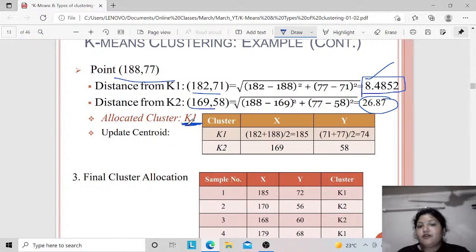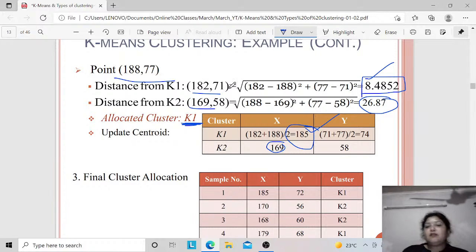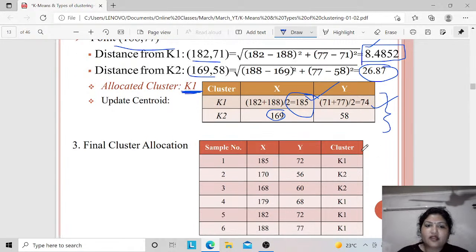Again, once you have updated that point, you need to update the centroid point as well. So here you have updated it with (182 plus 188) divided by 2, (77 plus 71) divided by 2. Right, now your updated centroid positions are this one, right?